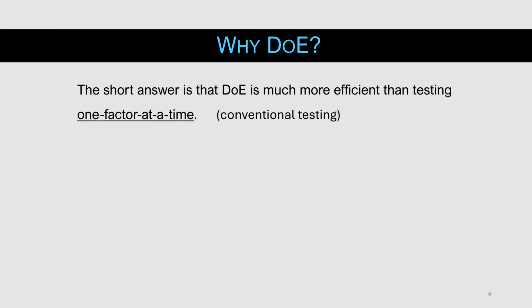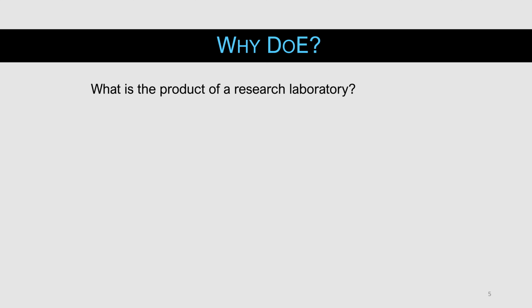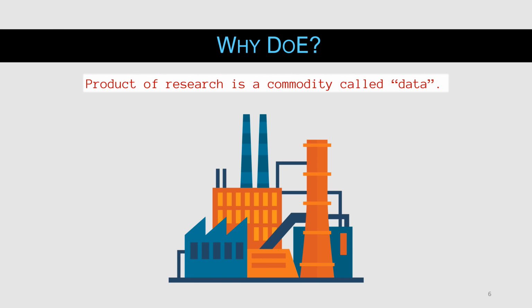Probably the most basic question is, why DoE versus, say, conventional experimentation? The short answer is that it's much more efficient than testing one factor at a time. For a longer answer, let's look at this a bit more closely and ask, what is the product of a research laboratory? One common answer is that the product of research is something that we call data.